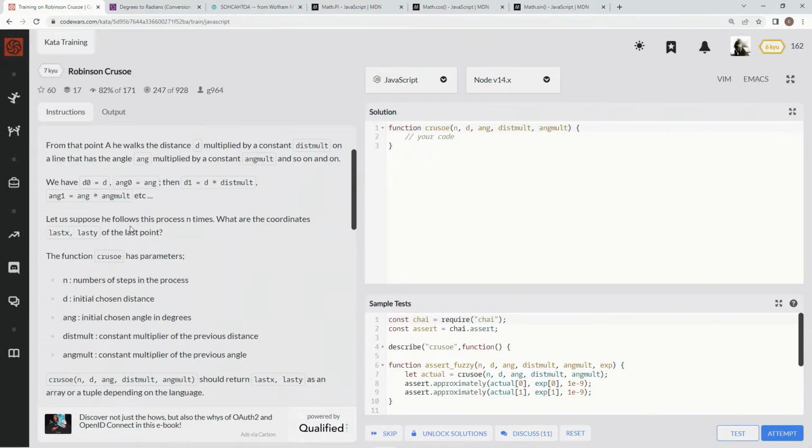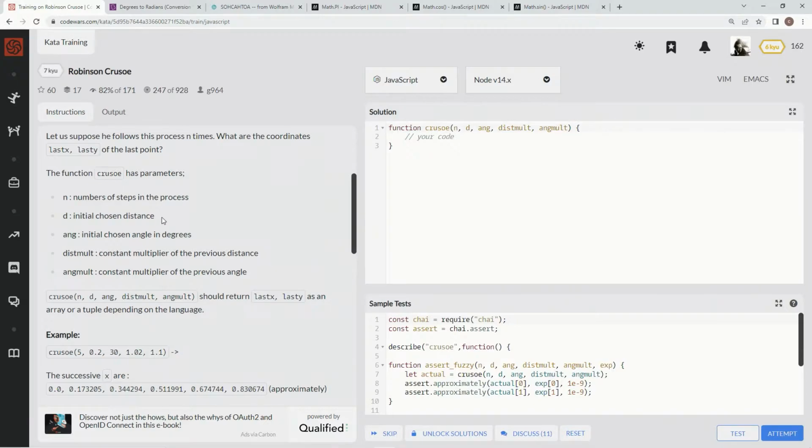Let us suppose he follows this process n times. What are the coordinates last x, last y of the last point? The function Crusoe has parameters. N will be the number of steps in the process, d will be the initial chosen distance, ang will be the initial chosen angle in degrees. Dismult is going to be constant multiplier of the previous distance, and then ang mult will be the constant multiplier of the previous angle. Crusoe should return last x, last y as an array.